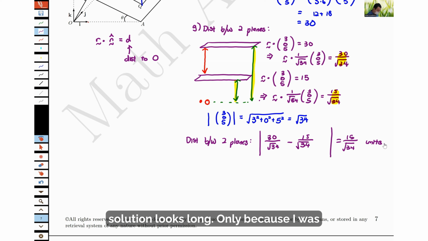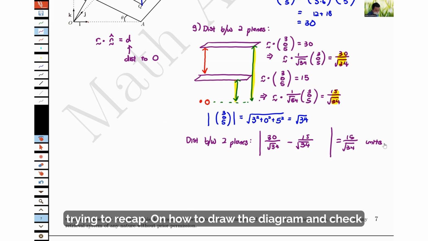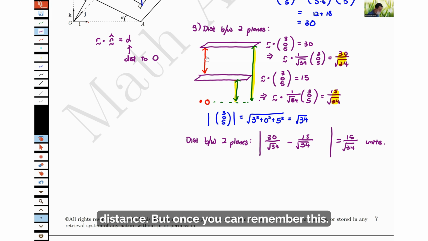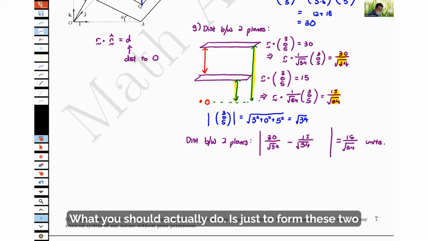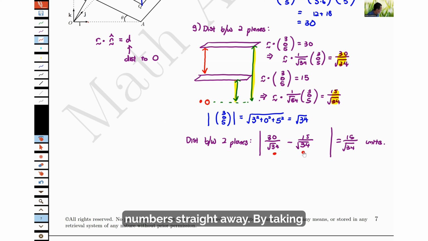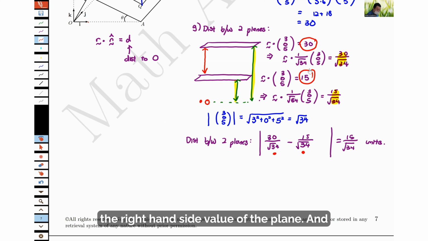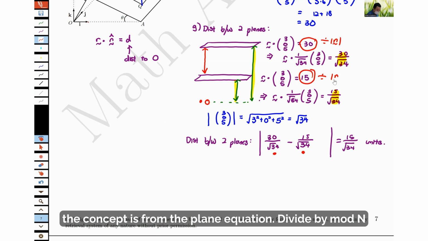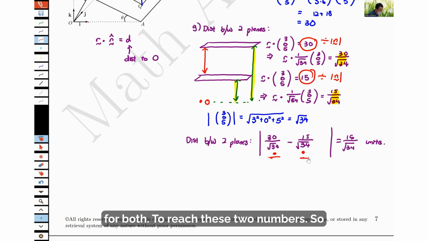The solution looks long only because I was trying to recap on how to draw the diagram and check the distance. But once you can remember this, what you should actually do is just form these two numbers straight away by taking the right-hand side value of the plane, and always remember to divide by mod n. The concept is from the plane equation, divide by mod n for both to reach these two numbers, and you can subtract.